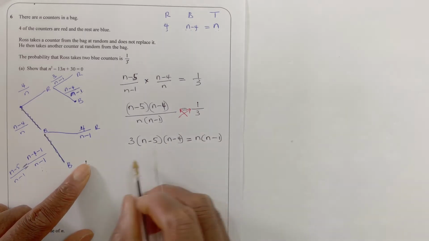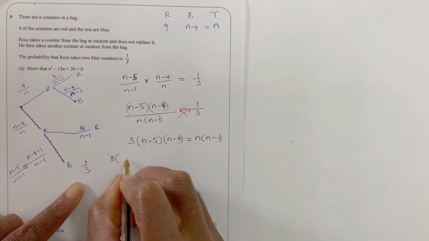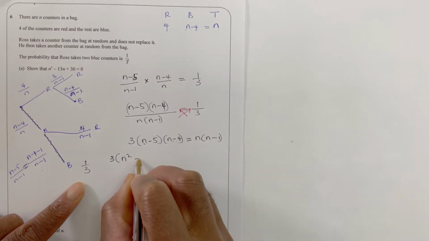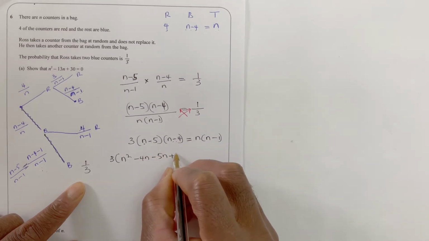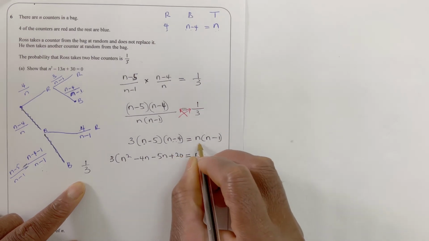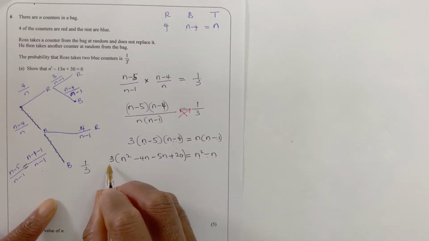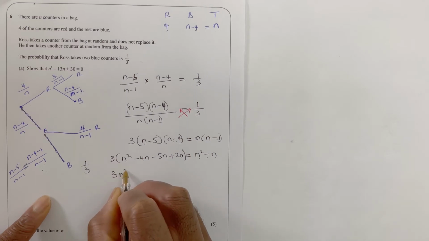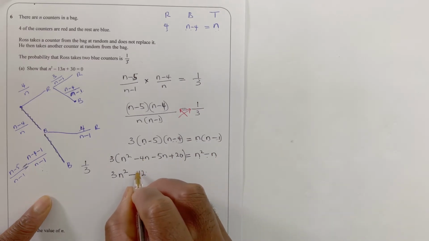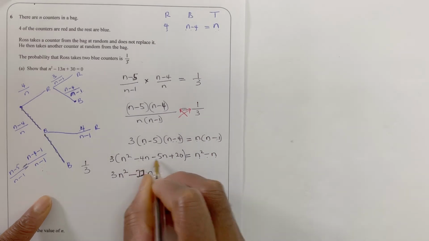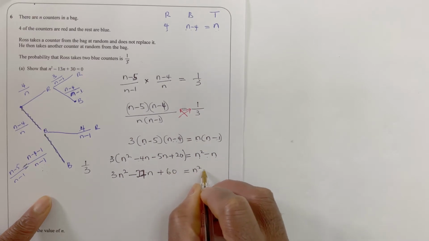Now we need to expand this one. Let's expand that first, and then multiply the lot by 3. So 3 into bracket n times n, n squared, n times minus 4, minus 4n, minus 5 times n, minus 5n, minus 5 times minus 4, plus 20, equal to n squared minus n. If we then multiply out by 3, we get 3n squared minus 27n plus 60 equals n squared minus n.